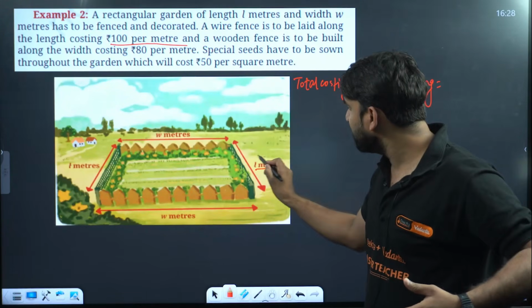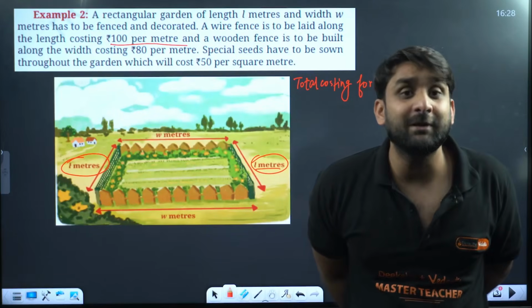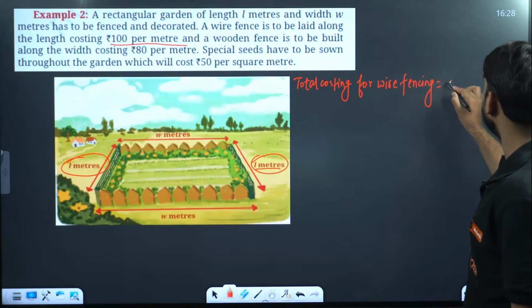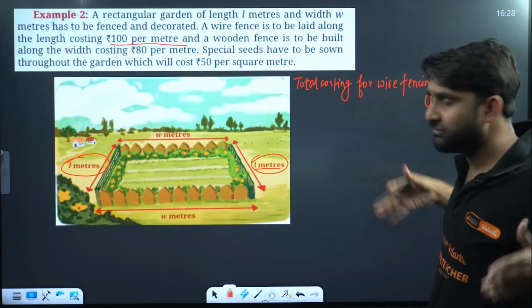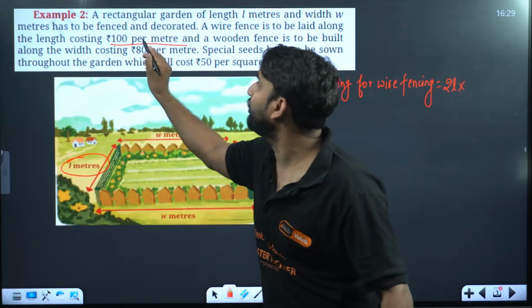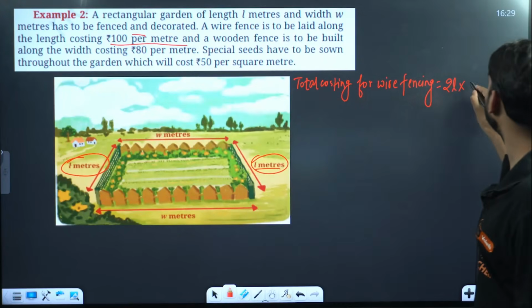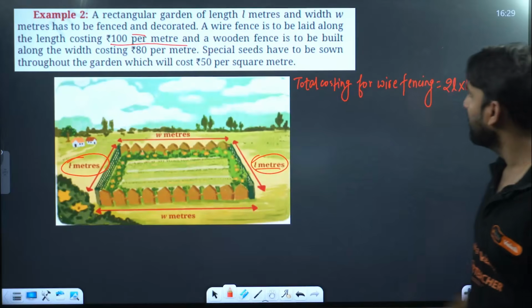And what is the length? L meter. And this length is also L meter. So the total length will be 2L meters. So this will be 2L, the entire length of both the lengths, and the cost is 100 per meter. So we have to multiply with 100 here. So this is the first situation. Right. Moving to next.